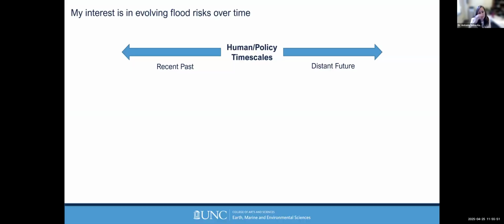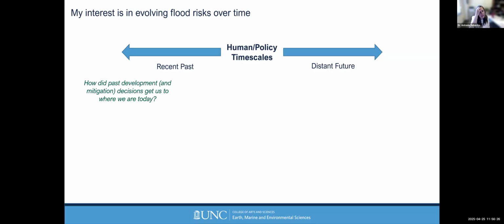But just as an introduction to myself, I'm in what was a geology department, so it's always important to quantify what timescales you work on. I'm really interested in trying to understand how floods are evolving over time, and I work on human or policy related timescales. So I look in the recent past back to maybe as early as the 1900s and to what is the distant future in terms of policy, out to 2100. Typically we design on 20 to 50 year time horizons, so 2100 is really the distant future in the context of research.